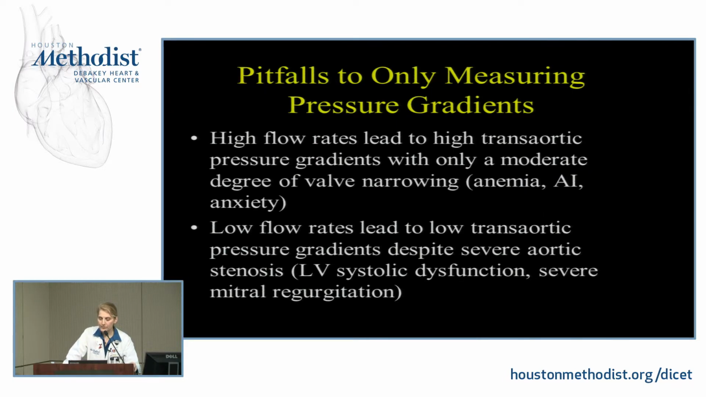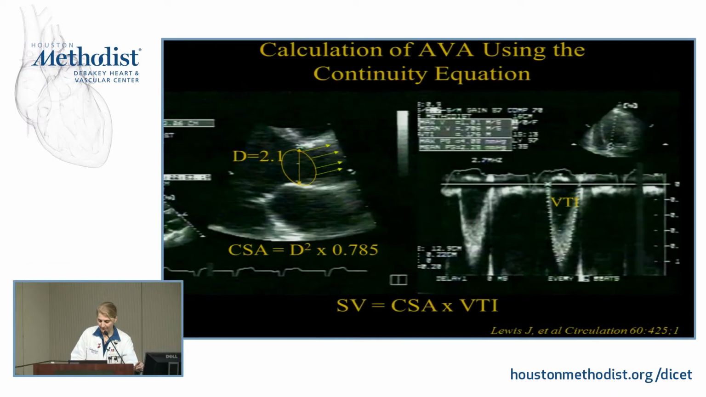So there are pitfalls to only measuring the pressure gradient when trying to determine the severity of aortic stenosis. High flow rates are going to lead to high transaortic pressure gradients with only a moderate degree of valve narrowing, and this occurs with anemia, aortic insufficiency, thyrotoxicosis, anything that leads that LV to be hyperdynamic and leads to high flow rates. Low flow rates, the converse is true, is going to lead to very low transaortic pressure gradients despite severe aortic valve stenosis, and that happens with your cardiomyopathies and severe LV dysfunction, also with severe mitral regurgitation. So then we need to rely on something more than the pressure gradient.